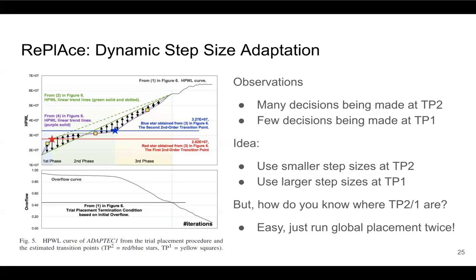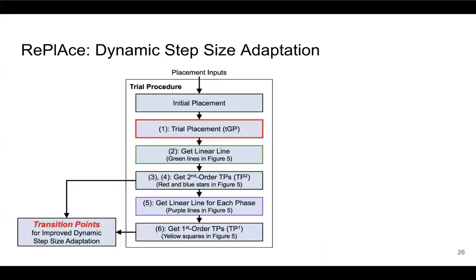The first time they call this a trial run, where they actually get the curve, find the points of inflection and these flat regions, which they call TP2 and TP1, and use that to guide their Nesterov method. So they call it a trial placement. They take their initial placement, they pass it through the trial placement. They do all these things to get the transition points.